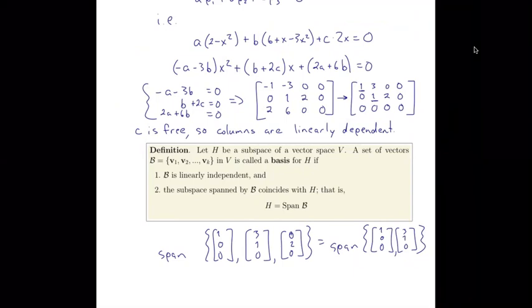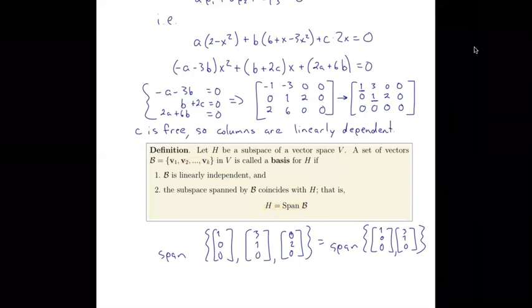So if H is a subspace of a vector space V, a set of vectors, script B, here V1 through VK, is called a basis for H if B is linearly independent, so all the vectors in this set B are linearly independent of each other, and the subspace spanned by B coincides with H. In other words, H is equal to the span of B, or the span of all the vectors V1 through VK. So that's the key thing that we've been close to so many times without really talking about it explicitly.